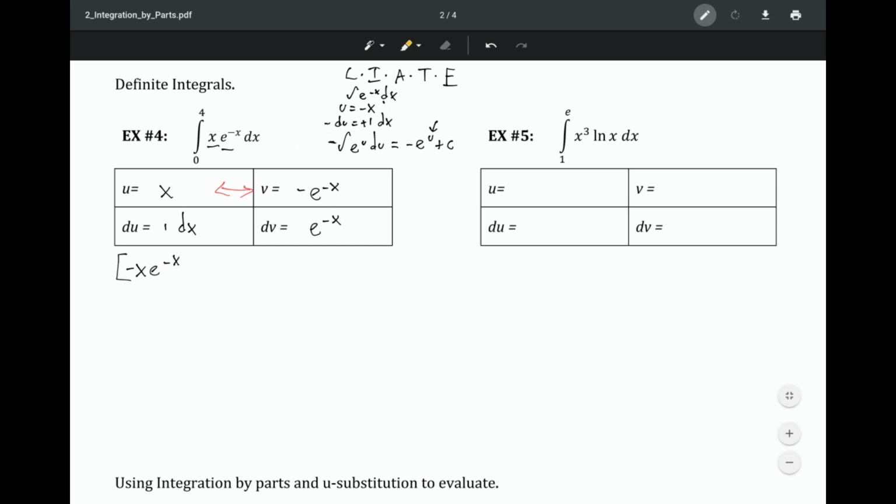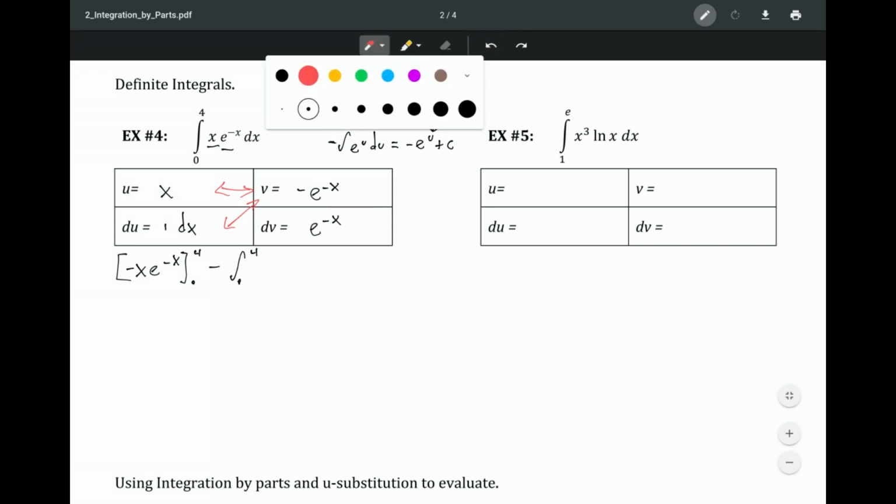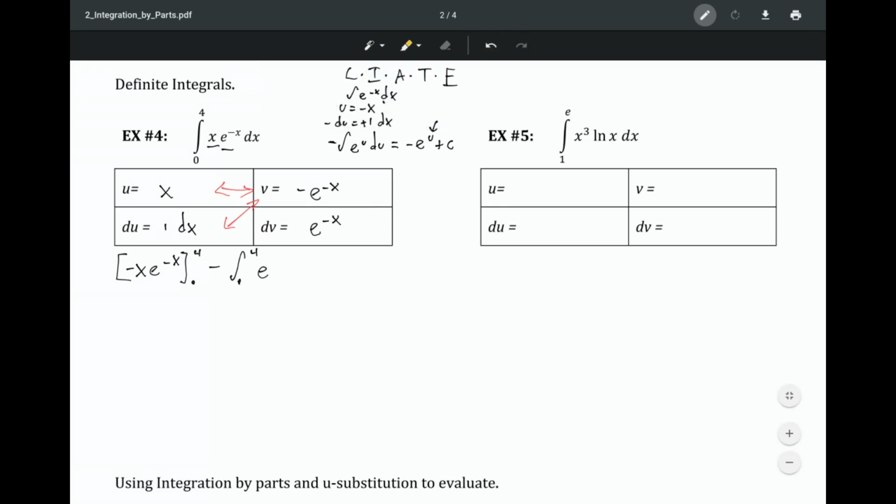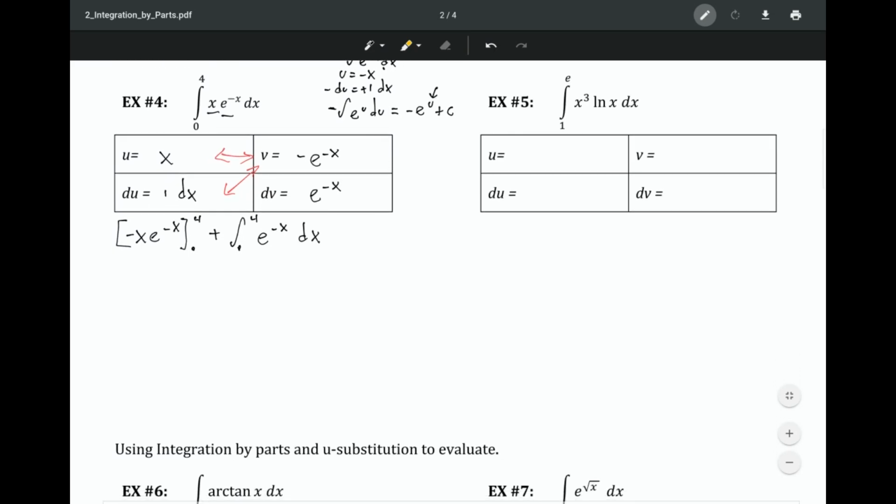And we're going to evaluate that between 0 and 4, minus the integral between 0 and 4 of these two right here, which is e to the negative x times 1. Now, this is a negative right here, but because that's a negative, I can make this a positive instead, okay? And then hopefully, whatever it is that I'm integrating on this side, it should be easy enough for me to take the antiderivative of it.